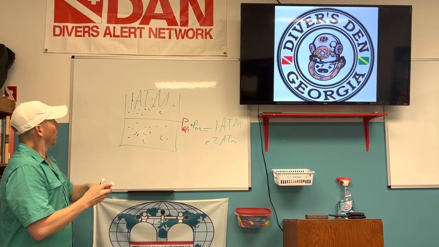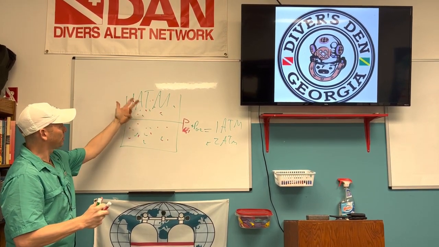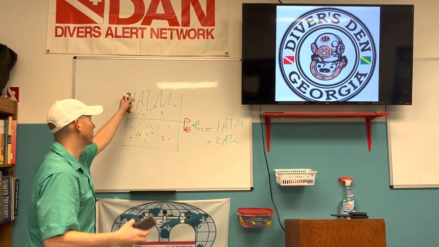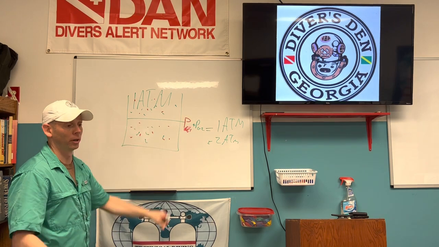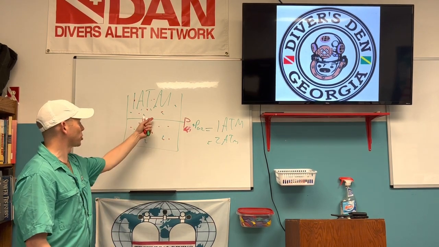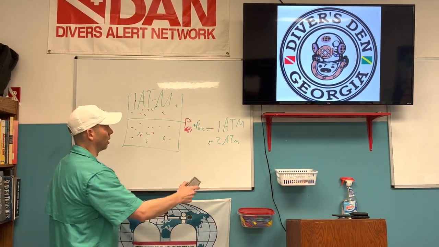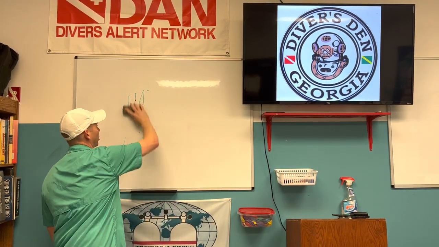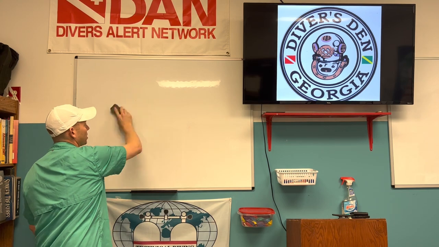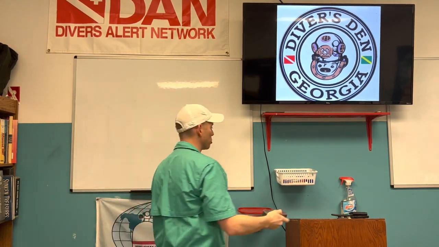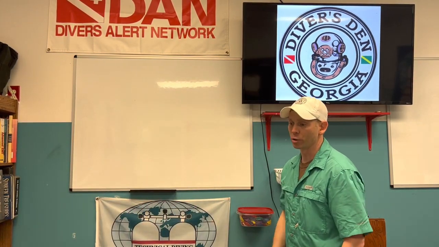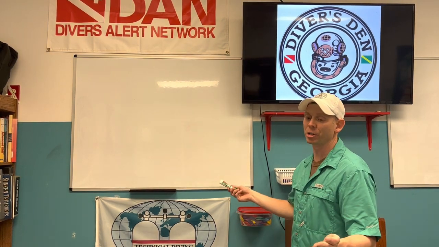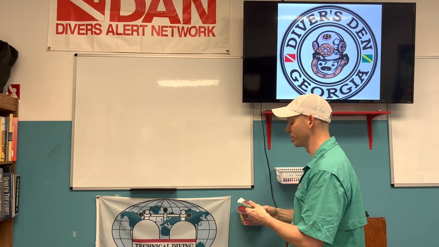Atmospheres, again, is just another way to measure pressure. Pressure could be measured in millimeters of mercury, which is 760 at the surface. It could be measured in 14.7 pounds per square inch. It could be measured in 33 feet of seawater, whatever unit we use, but atmospheres are easy because it's 1, 2, 3, 4, small numbers are easy, right?